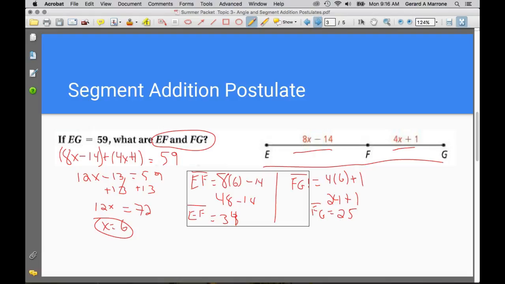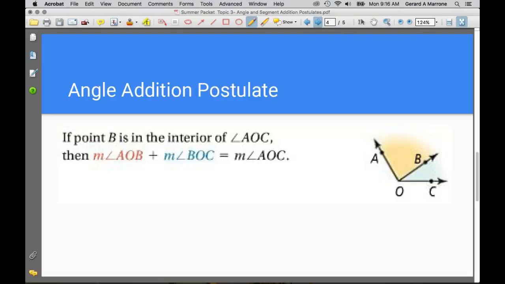Okay. Now, the angle addition postulate is identical, only now we're dealing with angles. Okay, so if point B is inside angle AOC instead of being collinear, then the shaded yellow segment AOB plus the shaded blue segment BOC together create the outside angle AOC. We're just putting the angles together.